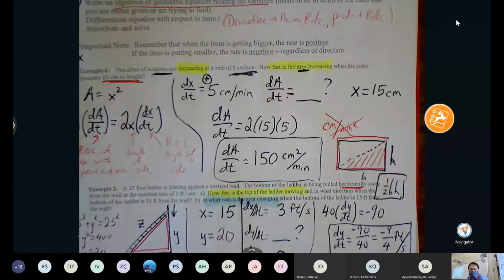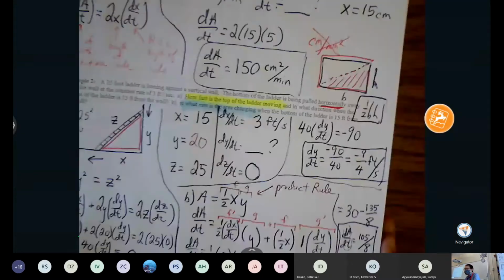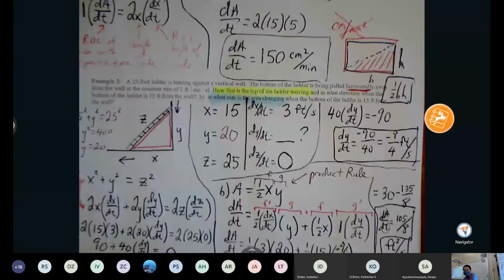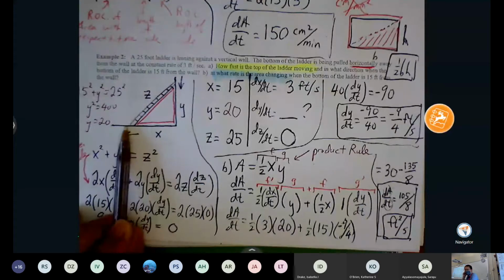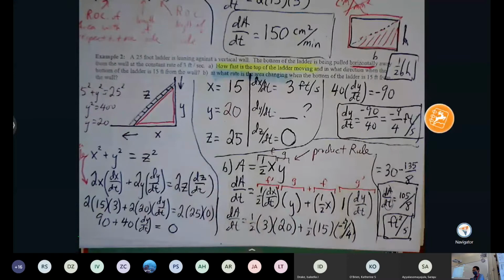All right, any questions with number one that we went through last week? Okay. Number two was the Pythagorean theorem problem. We had the picture of a ladder sliding down the wall, but it's also getting dragged towards or away from the wall.